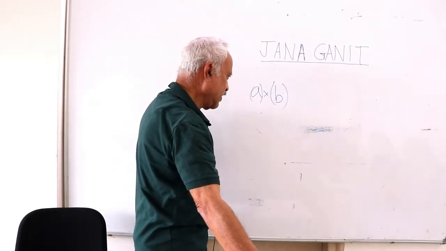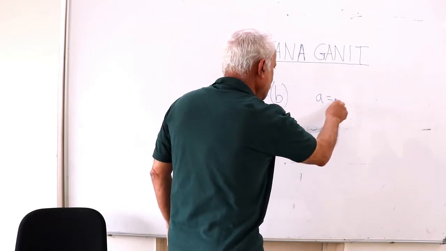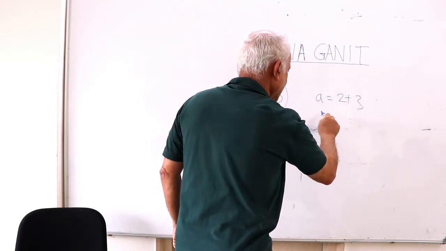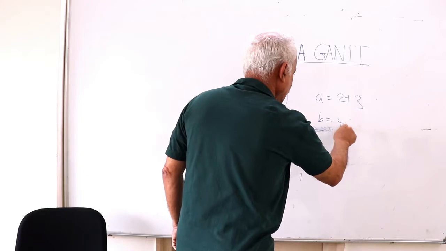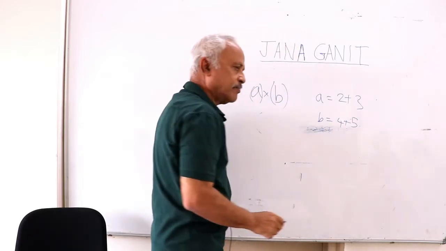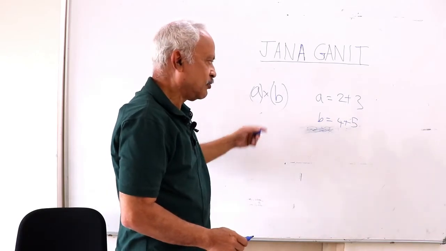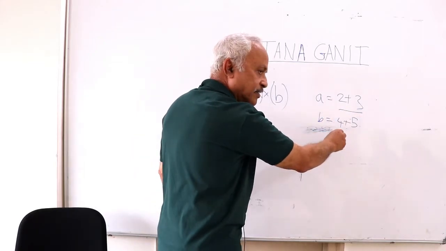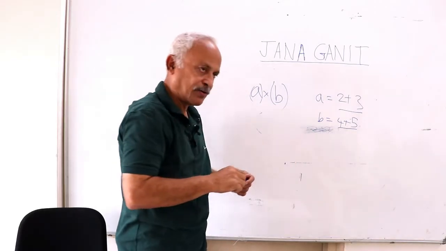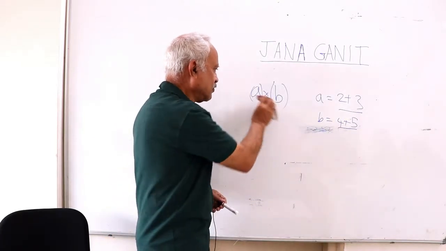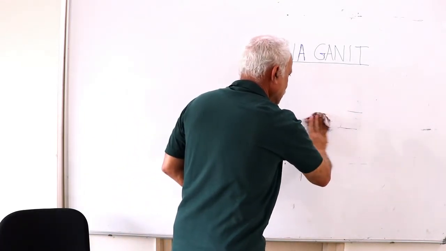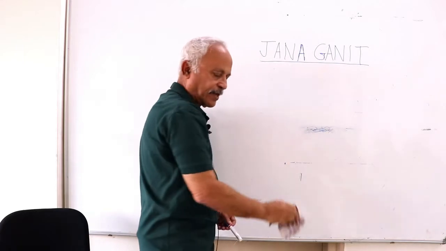Now, if I put A equal to 2 plus 3, and I put B equal to 4 plus 5. Gyanjyoti, what are the factors of A into B? 2 plus 3 into 4 plus 5. First factor is? 2 plus 3. Second factor is? 4 plus 5. Very good. Okay, so now we know how to recognize factors.